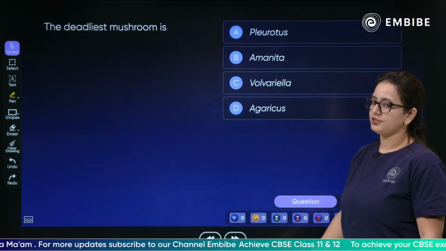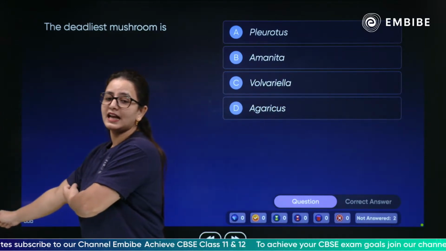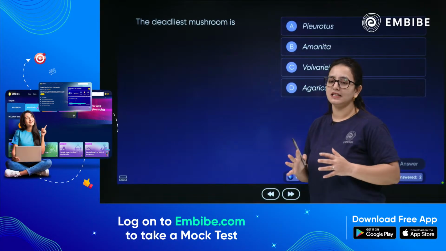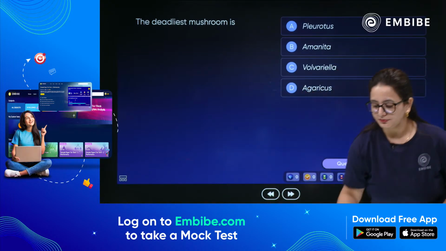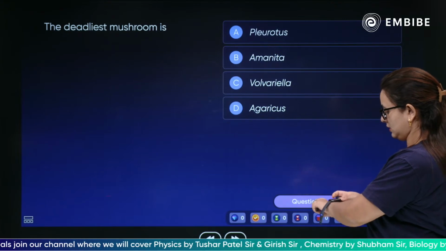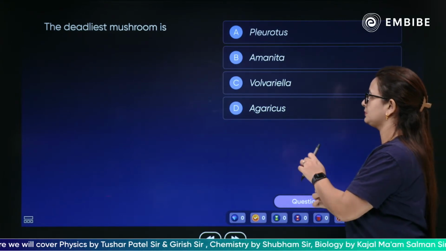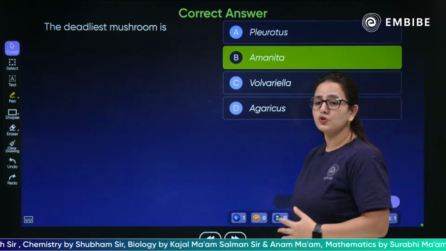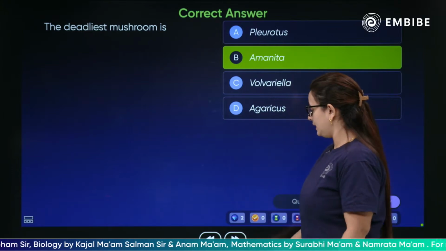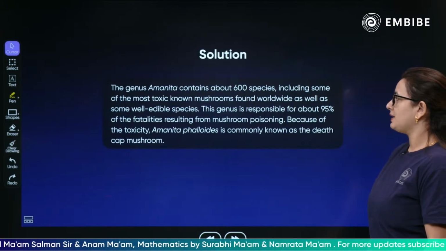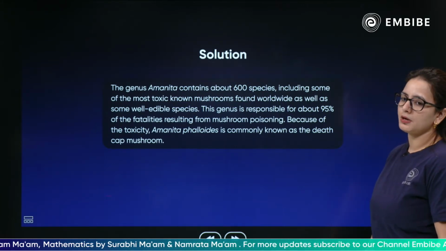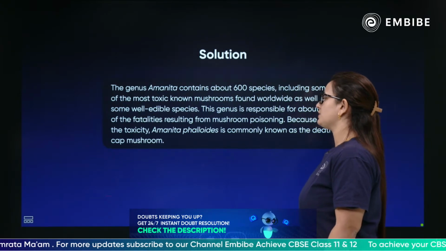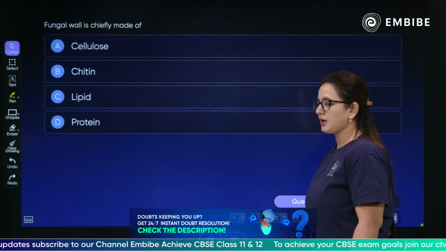Let us see what we have next. We have the other question. So, children, mushrooms can be edible, yet they can be non-edible, and if they are non-edible, they are completely poisonous. The deadliest mushroom known is, can you please answer? Yes, the deadliest mushroom known is the Amanita. If you consume it, it will create a poison inside the body. The genus Amanita contains 600 species including some of the most toxic mushrooms found worldwide as well as some edible species. The genus is responsible for 90% of fatalities resulting from mushroom poisoning.